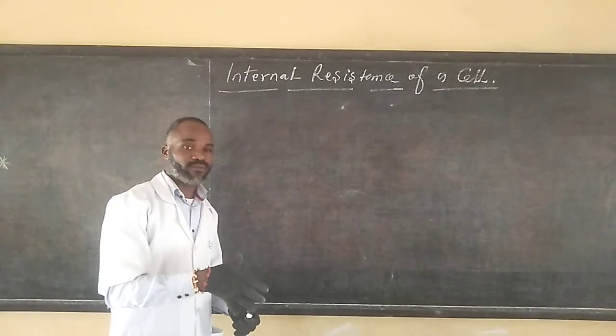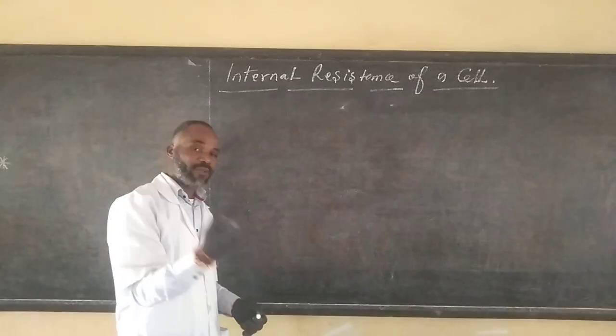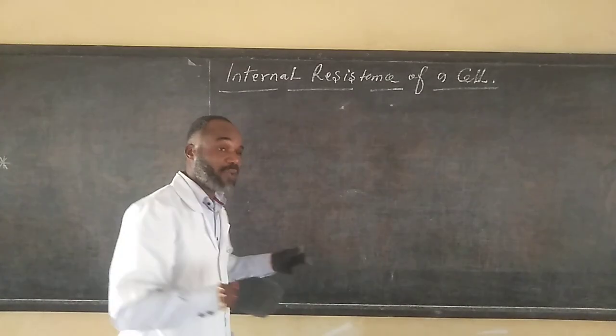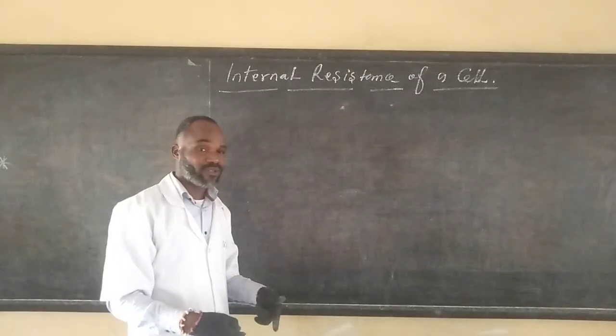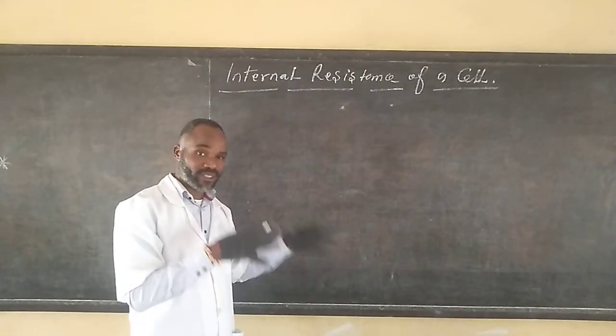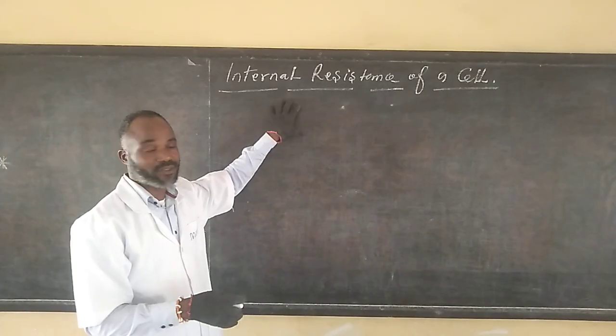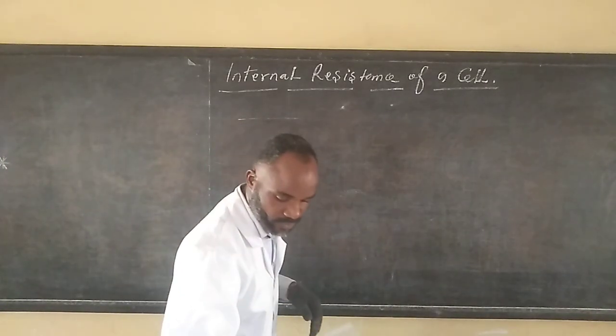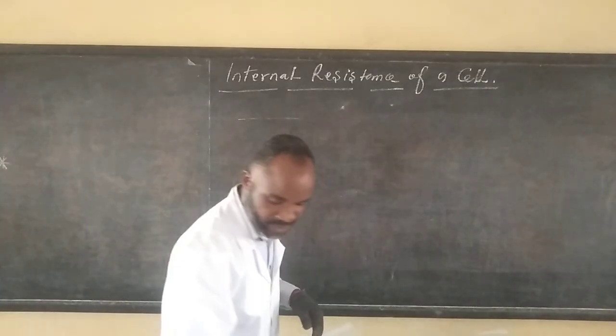The opposition to the flow of current that a particular cell offers. That is it. Alright. But this happens right inside. So let us show a schematic representation of what this topic is all about. What we need to do is, first of all, we draw, let me take something better.